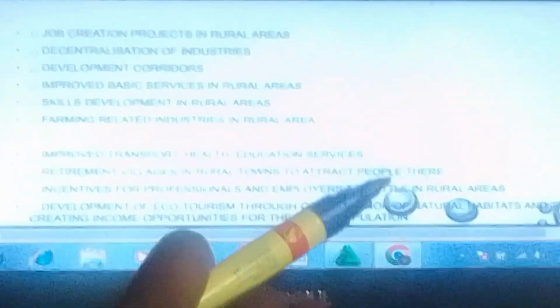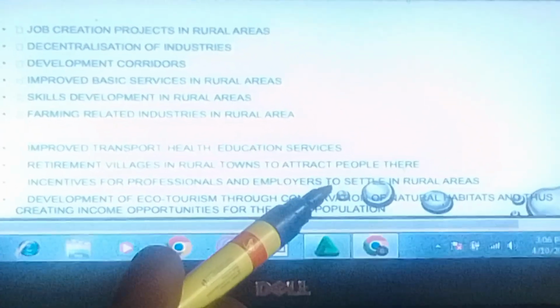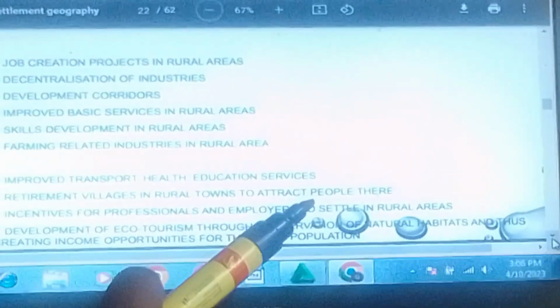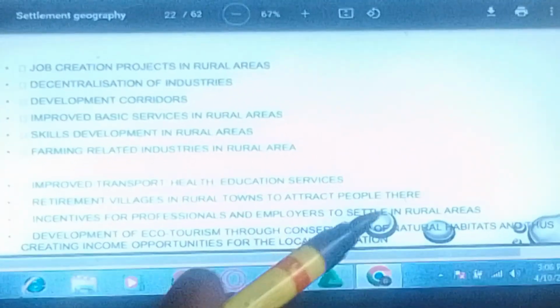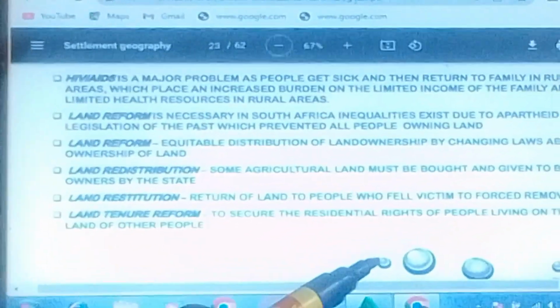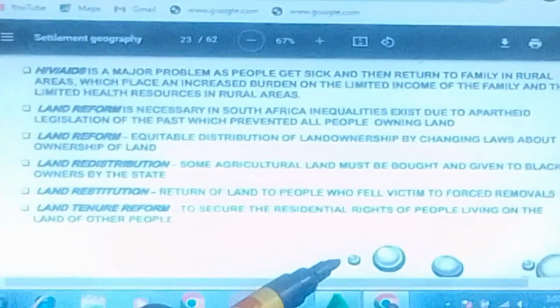So what are the strategies? Strategies to reduce this: we need to create jobs in our rural areas, decentralize industries, develop corridors, skills development in the rural areas so as to keep people in the rural areas, improve transportation, health and education facilities, make sure we have retirement village homes to attract people there and also to attract employment. Social justice issues in the rural areas, we also need to make sure that HIV and AIDS, which becomes a problem, needs to be addressed too.